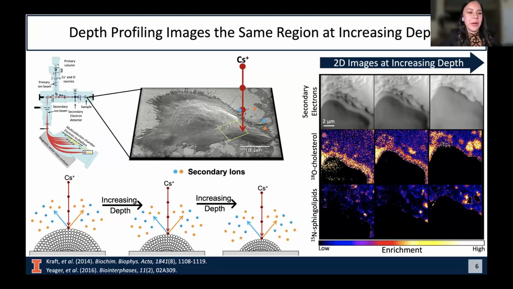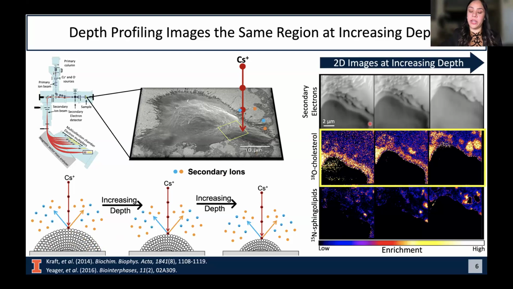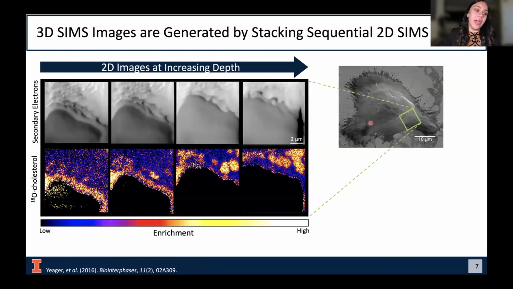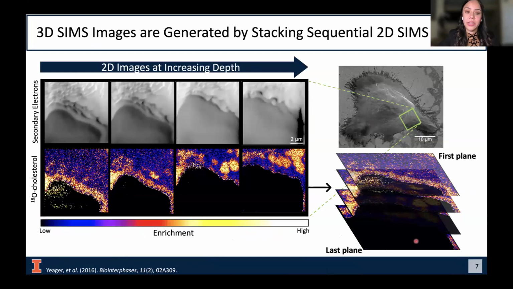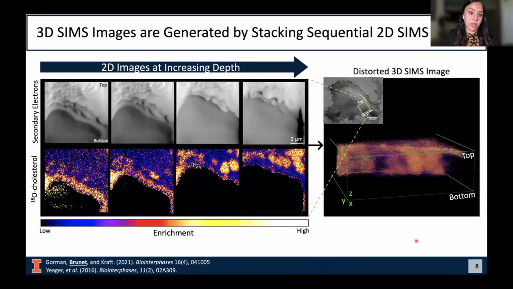So as I said, we can create 3D images using this stack of two-dimensional images. For example, if I want to create 3D images of cholesterol, I would just need to stack the images in the order that they were acquired, resulting in a 3D image, say like this one.